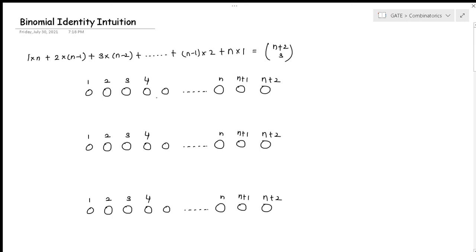Hey guys, today's video will be one of the most interesting videos because today we'll be talking about one of the most interesting binomial identities, I would say. We will take a first look at the identity.